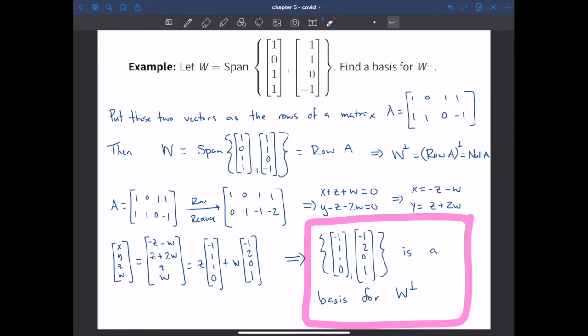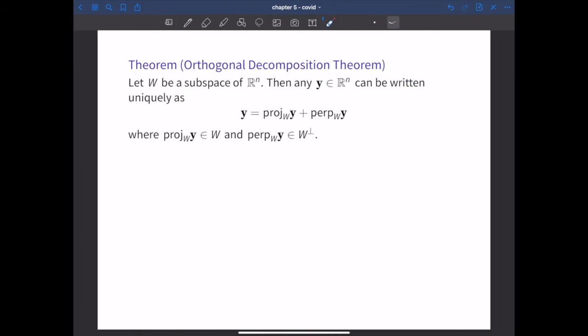All right, so let's shift gears for a minute and talk about orthogonal decompositions. The main idea behind this topic is the following theorem. Let W be a subspace of Rn. Then if I give you any vector y inside of Rn, you can always split y up into two pieces. The first piece is what we call the orthogonal projection of y onto W, and the second piece is what we call the orthogonal component of y with respect to W.